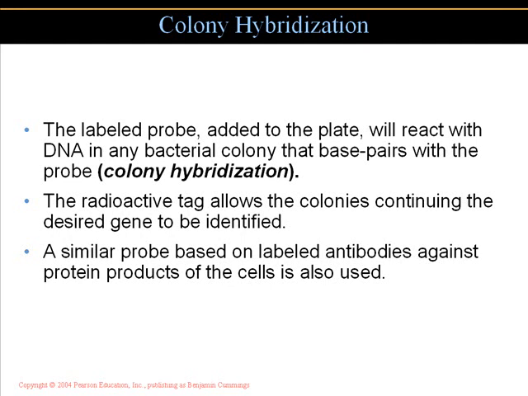The labeled probe is then added to the plate. It will react to a DNA colony. The colony base pairs will join. This is colony hybridization. Once the hybridization has taken place, remember you added a radioactive label to the other strand of the DNA. This will allow colonies containing the desired gene to be identified in the culture plate because you radioactively tagged it.